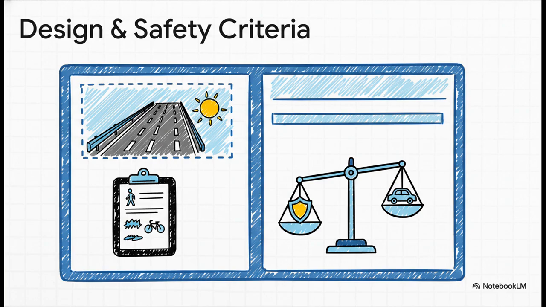The first file really just lays the groundwork. It defines the car's operating design domain, or ODD, which is basically the official rulebook for when and where the car's supposed to work, like, say, only on highways during the daytime. It also lists every potential hazard you can think of and, this is critical, it defines the safe enough baseline. That's the yardstick everything else is going to be measured against.